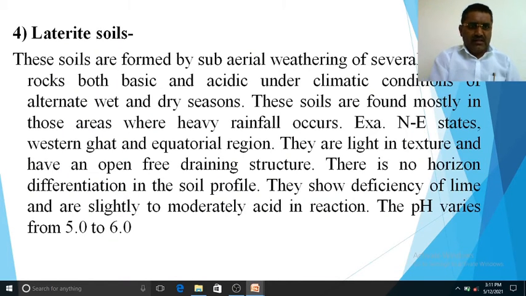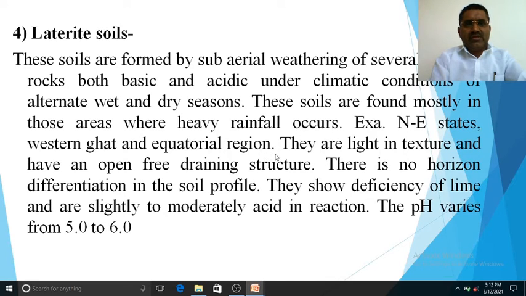The laterite soils. These soils are formed by subaerial weathering of several types of rocks, both basic and acidic, under climatic conditions of alternate wet and dry seasons. Means whenever there is a wet and dry season, these types of soils are formed. These soils are found mostly in those areas where heavy rainfall occurs, and particularly in India, the northeast states, Western Ghats and equatorial regions.